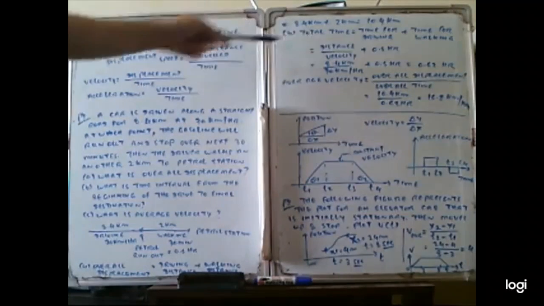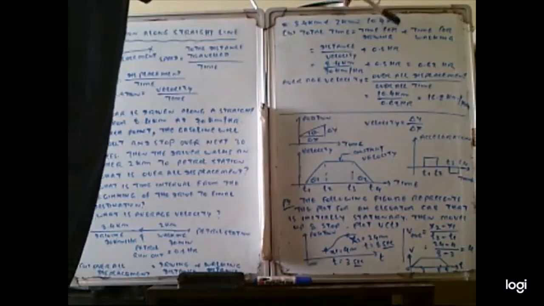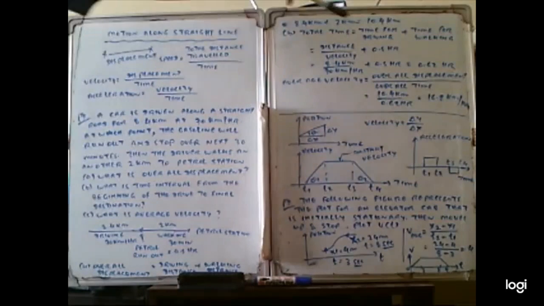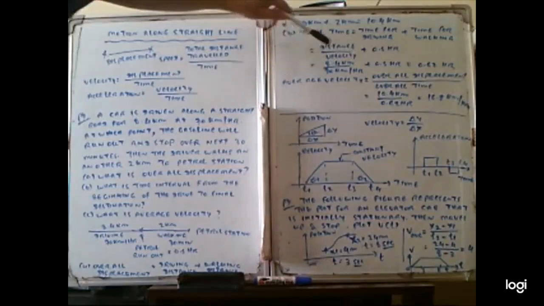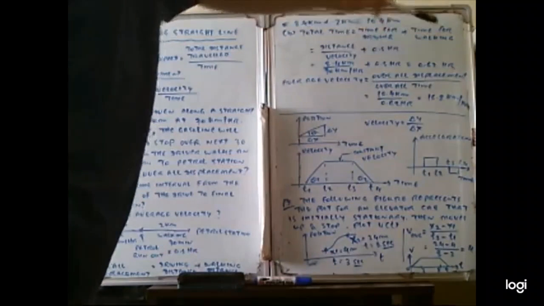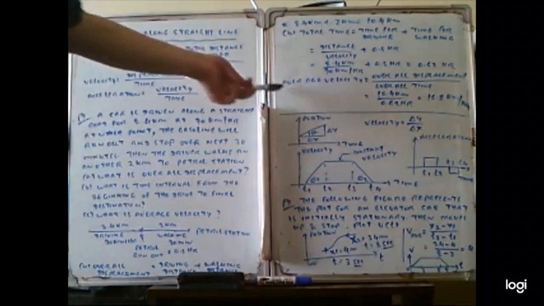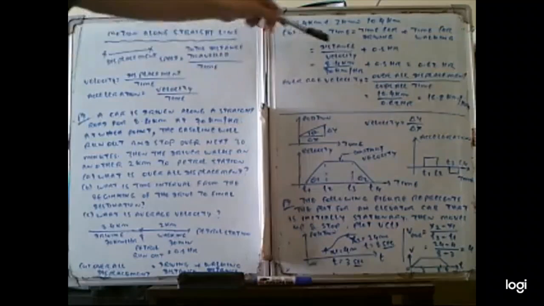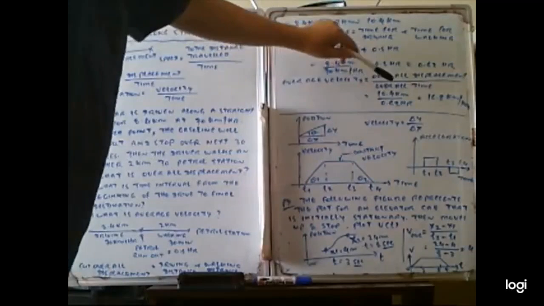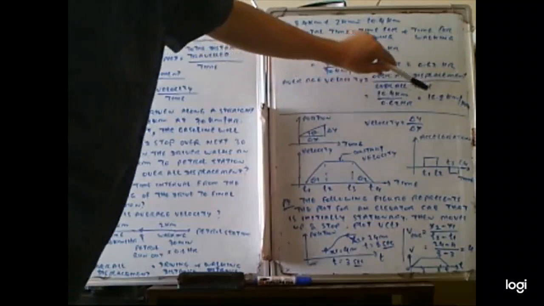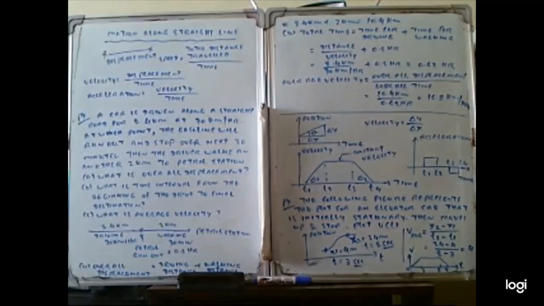And the time is the time for driving plus the time for walking. The time for driving is distance divided by velocity, and the time for walking is 0.5 hours. So the distance is 8.4 kilometers and the velocity is 70 kilometers per hour, plus 0.5, so you get 0.62 hours. Then we can calculate the average velocity: the overall displacement divided by the overall time. So this is 10.4 kilometers divided by 0.62 hours, so 16.8 kilometers per hour. So this is the way that we drive the car.